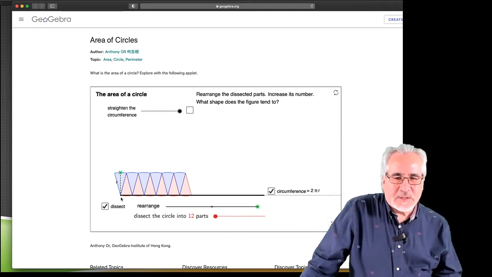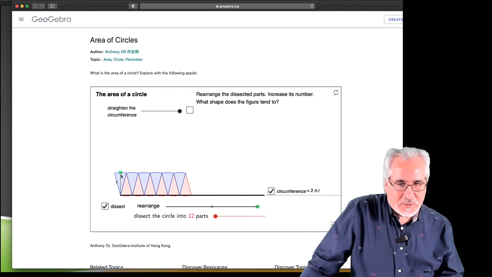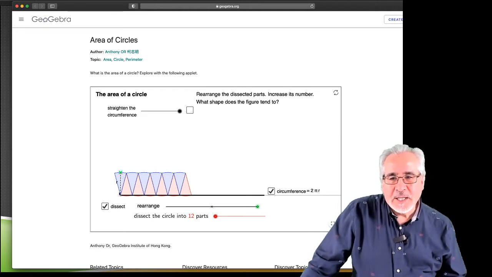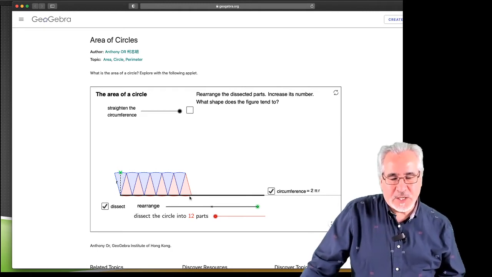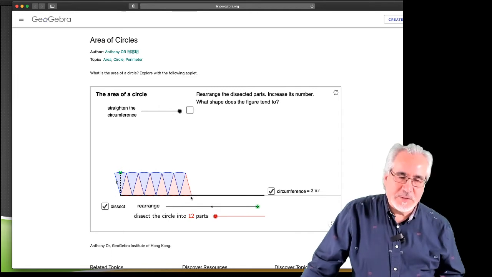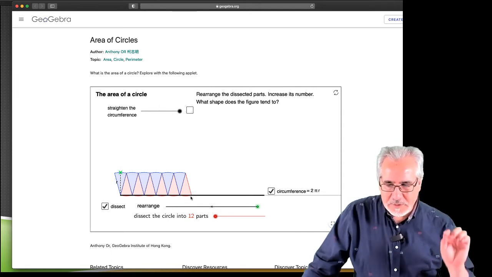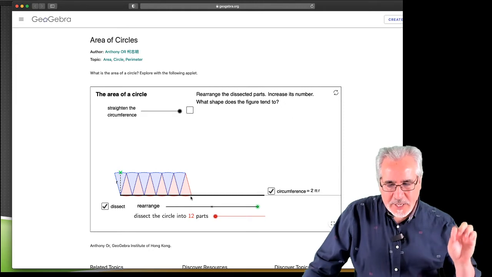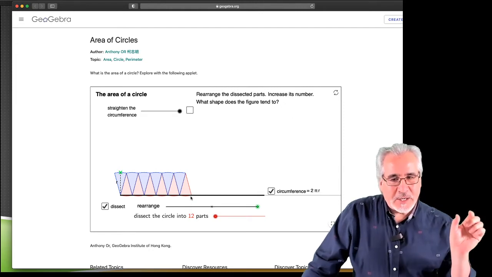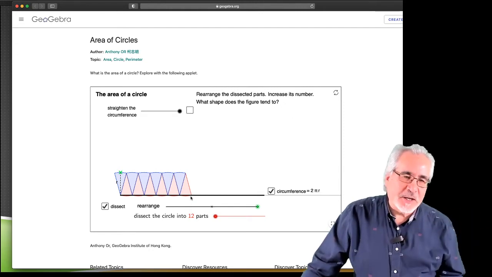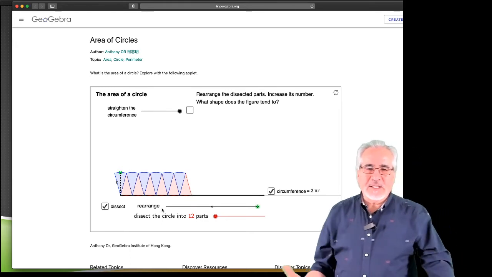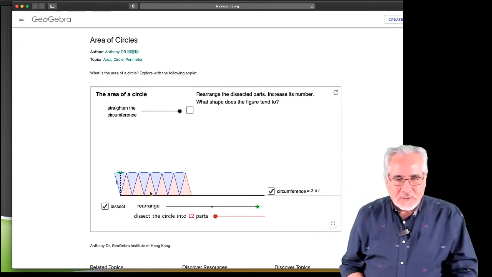But we can see this area has a height of r, so we're going to multiply by r, and its length is half of a circumference. Remember, circumference is 2 pi r, so half of that would just be pi r. Pi r times r is pi r squared. So that is the area of this circle.